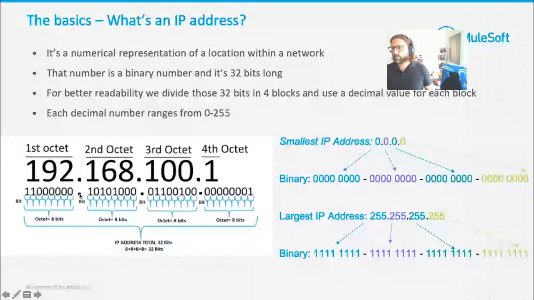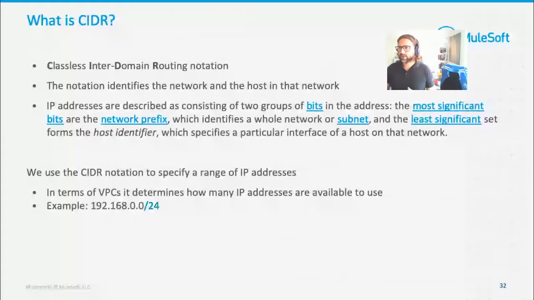Now let's see what exactly the CIDR notation is. CIDR stands for Classless Inter-Domain Routing notation. This is the notation that we use to identify networks and hosts in the networks. You need to think of a network as a collection of devices, computers, servers, in general anything that has a network interface. And in general, we call that a host. A host is just something with an IP address associated.